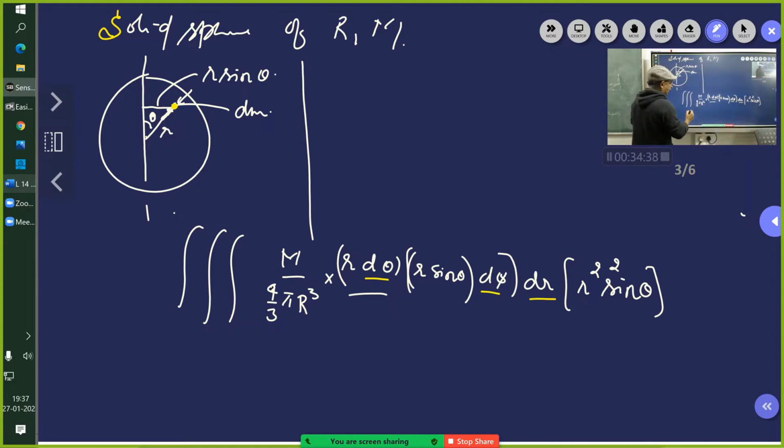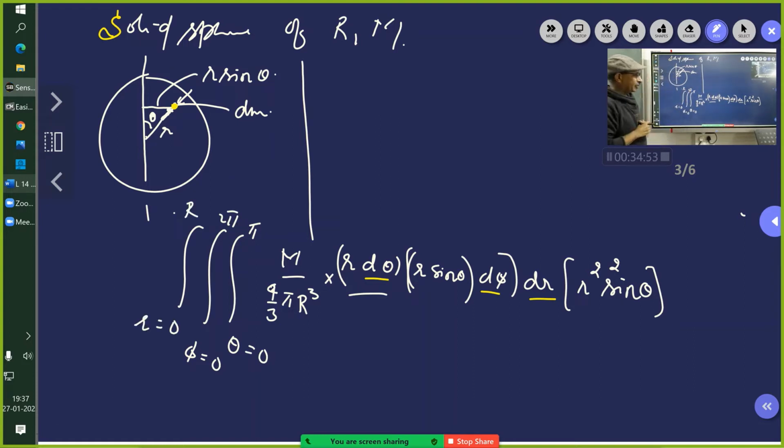So here the limits of integration for theta will again be the same, 0 to pi. The limits of phi will be the same, 0 to 2 pi, and the limits of r will be 0 to capital R. Clear? So that's how things will work out. I hope you got this, students, all of you. What I have done is I made use of the spherical coordinate system.